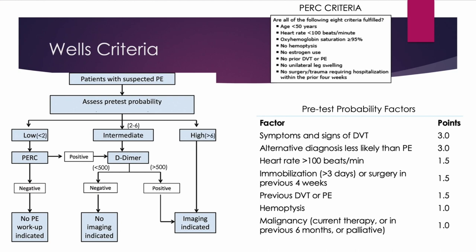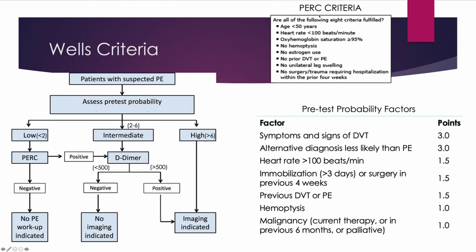And this is very important because if we did a D-dimer on every single person that came in with dyspnea or shortness of breath with cough, we know that D-dimer is non-specific, we'd have a lot of patients that rule in and have to have imaging, and that's not good. We can rule out a lot of patients with just this information.